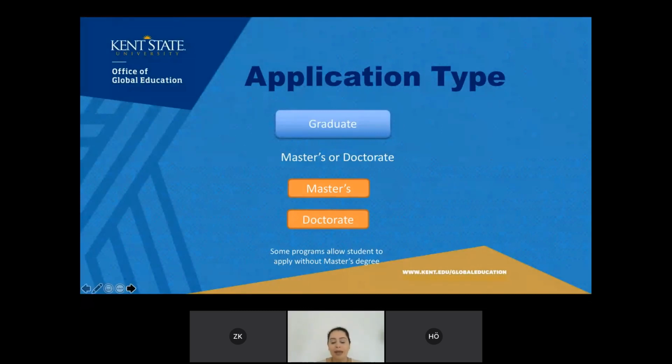Some programs that we have at Kent State and also at other schools may allow a student to apply for a doctoral degree without a master's degree. So that will save time and money. So that's possible, but it's not very common. Some programs may offer that, and typically the information will be available on their website.